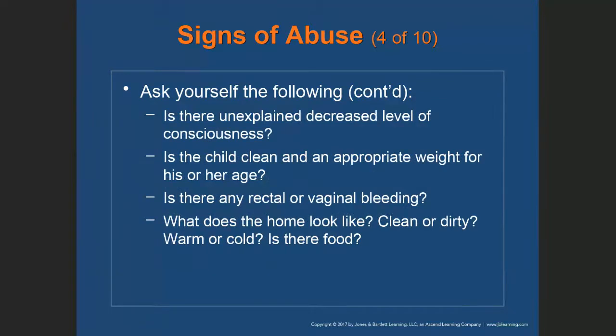Is there unexplained decreased level of consciousness? Is a child clean and an appropriate weight for his or her age? Is there rectal or vaginal bleeding present? What does the home look like? Is it clean or dirty? Is it warm or cold? Is there food?